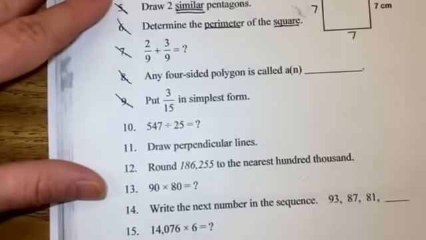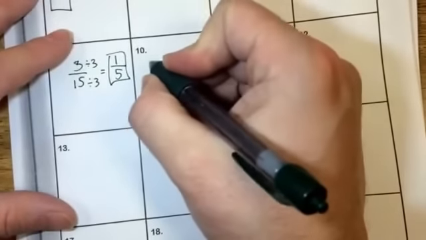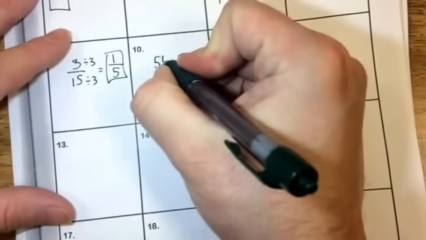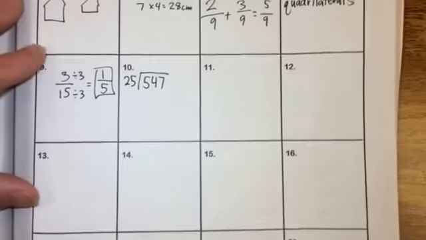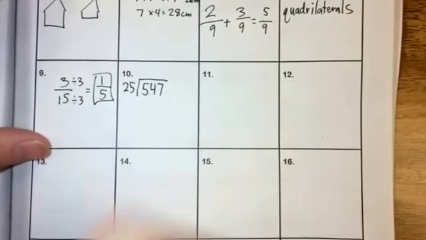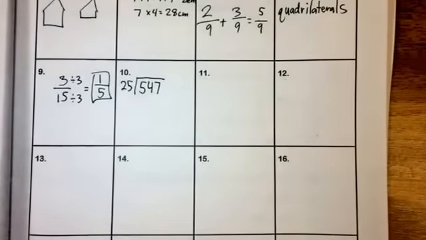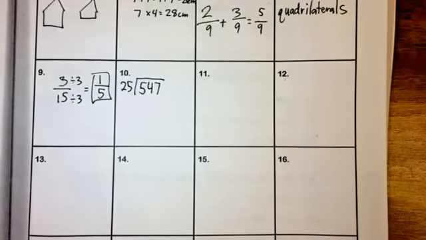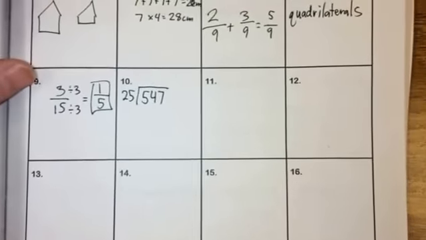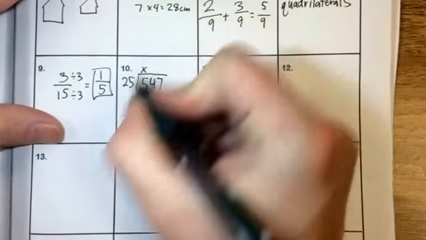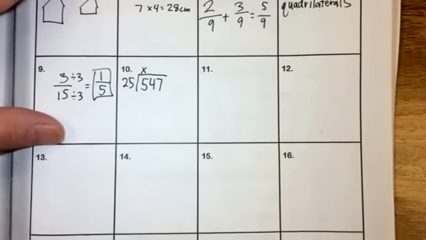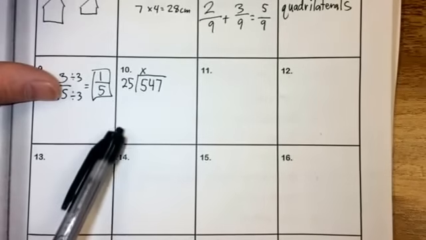And then finally, number 10, we need to take a look at 547 divided by 25. Now, I know that this is not going to come out even because my number does not end in a 0 or a 5, and all multiples of 5 end in 0 or 5. So we're just going to do a little work here. 25 cannot go into 5. 5 is too small. Nothing times 25 can get us to 5.